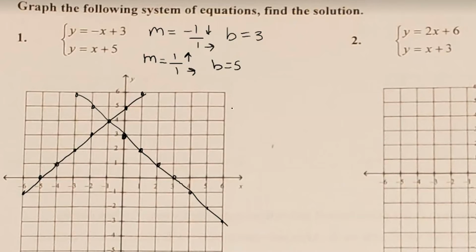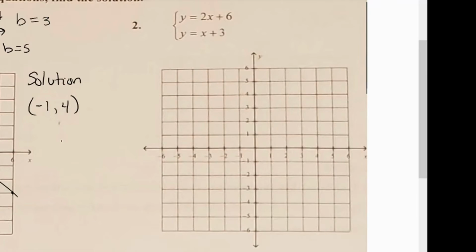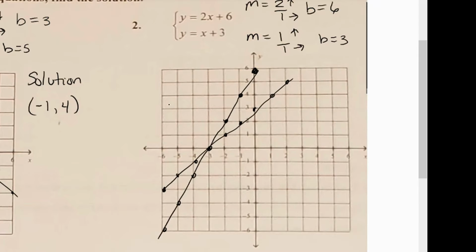So from what we learned previously, our solution is the coordinates where the two lines meet. And in this case, -1 and +4. Pause here and solve the system in problem number 2. Is your solution correct? Check your work.